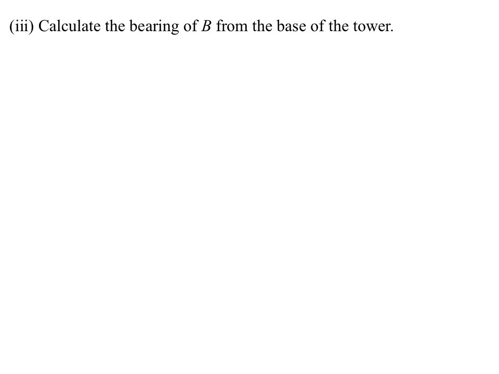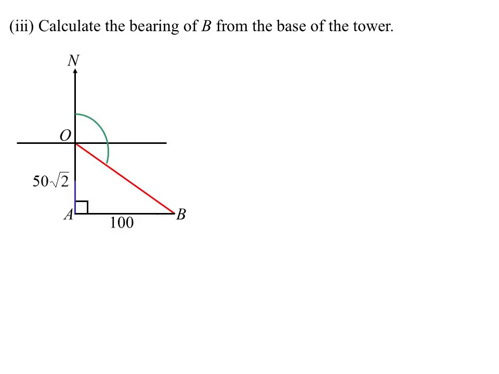The final part of that question. We'll calculate the bearing of B from the base of the tower. The bearing of B from the base. So we're going to put the compass at the base, which was O. And there's that triangle we were just playing with. But we now know that's 50 root 2. We've got to find the bearing. So it's that angle in there. I'm going to go for a true bearing. Well, I just got to work out angle AOB then. Subtract it from 180, we'll have our bearing.